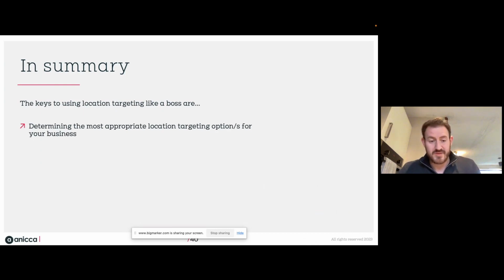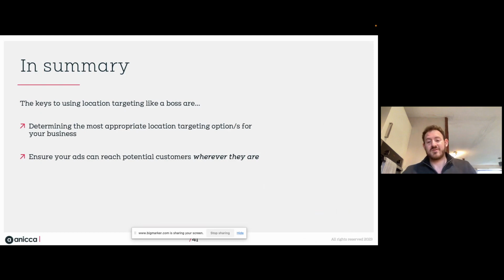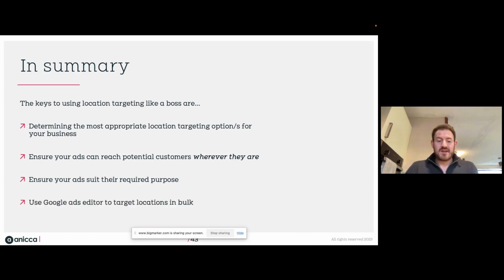The keys to using location targeting are determining the most appropriate location targeting options for your business, ensuring your ads can reach potential customers wherever they are, ensuring your ads suit their required purpose. Make sure you're talking to people about an area that your business services or about the location that your business exists in. And then also using Google Ads Editor to target locations in bulk. Really, really powerful way of using location targeting in a quick manner.